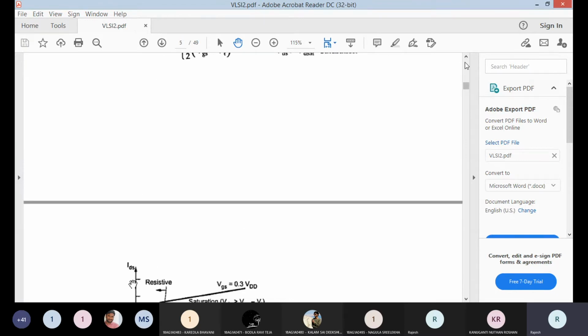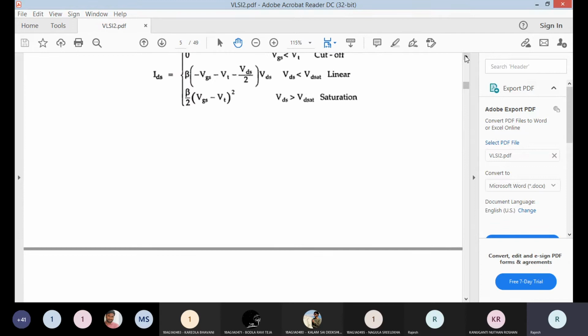So how is that current decided? That is related to gate to source voltage, the effective voltage between gate and source. So it is not depending on VDS. So the current is constant in saturation region.